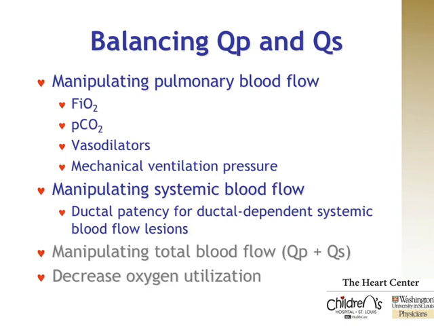Judicious use of vasodilators, or paying attention to what vasodilators a patient's on, is important. In many newborns with complex congenital heart disease, they have ductal-dependent blood flow, either systemic or pulmonary. And we use prostaglandins to maintain ductal patency to preserve pulmonary or systemic blood flow. It's important to recognize that prostaglandins are a potent vasodilator.